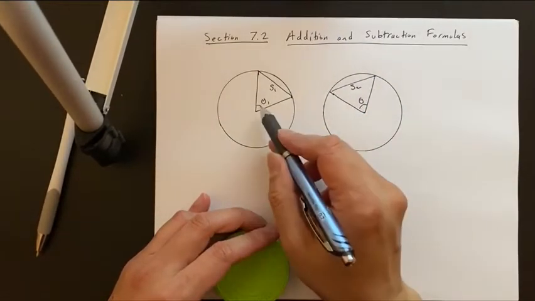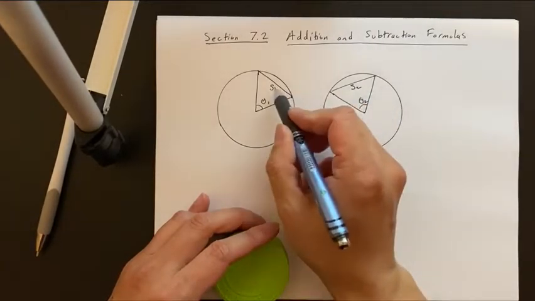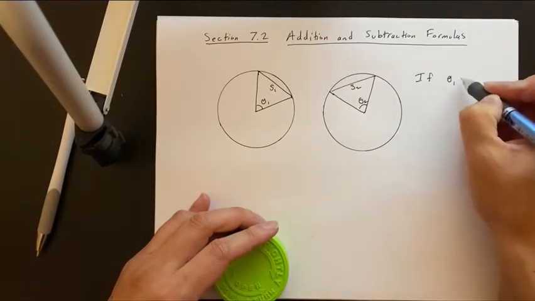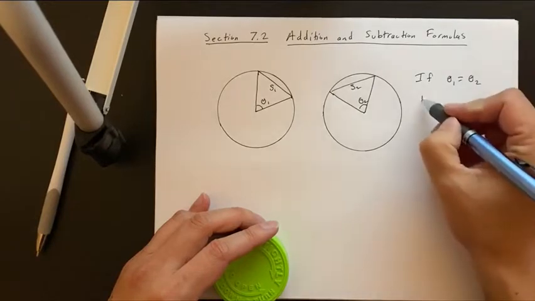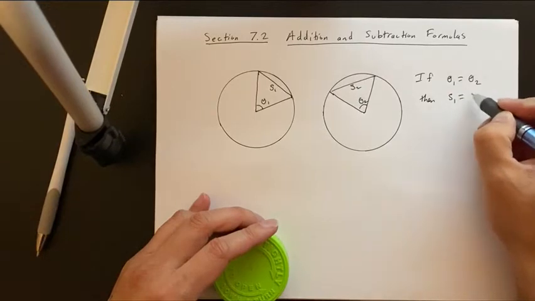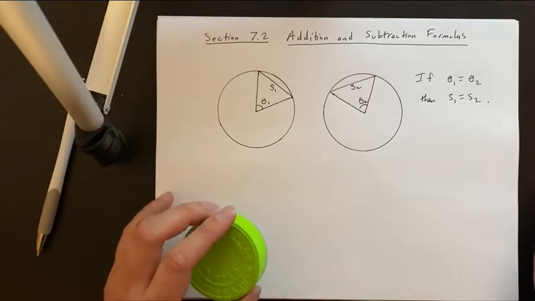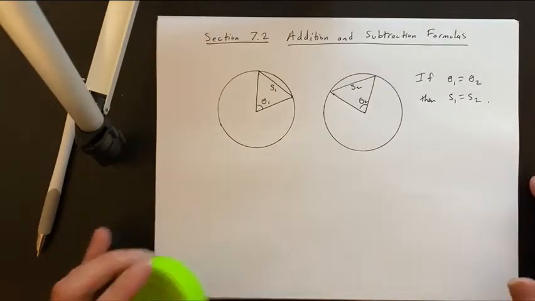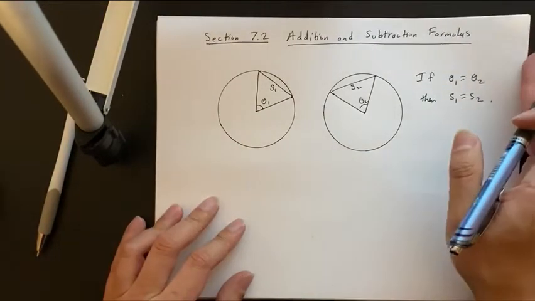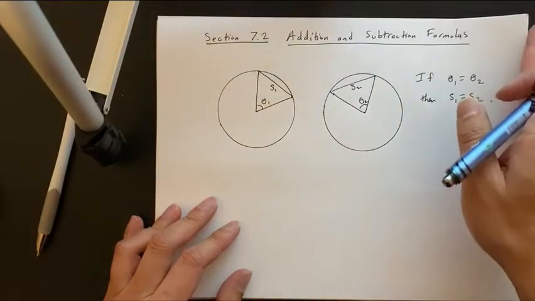And the idea is that if the two central angles are the same, then the two secant lines are also equal. So if theta 1 is equal to theta 2, then the first secant line is equal to the second secant line. This is something I think all of you can easily accept. Okay, so once you're convinced of that, we're going to prove our very first formula from section 7.2.